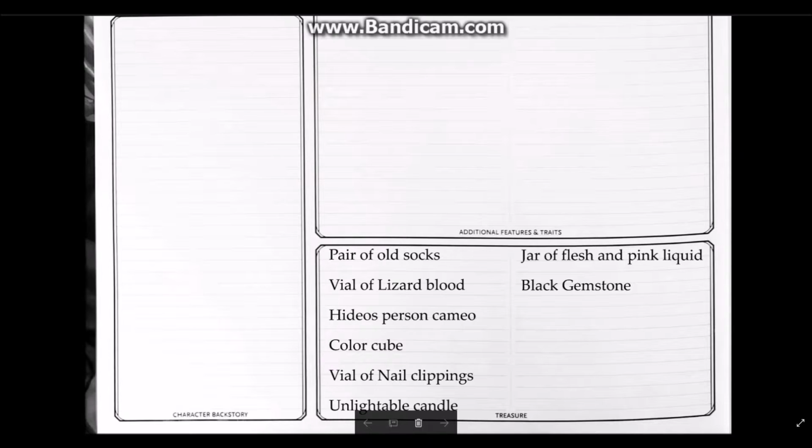Now, I know Celeste's backstory, but that would be spoilers for something I'm working on, so I didn't fill it in. However, if you don't know your character's backstory, or you don't know where they're supposed to fit in this story, the bottom box titled Treasure can really help you.